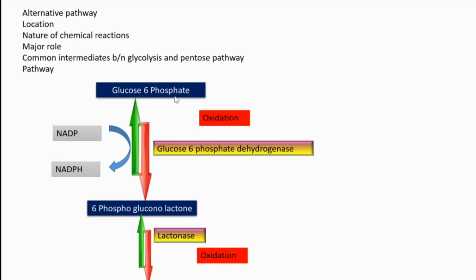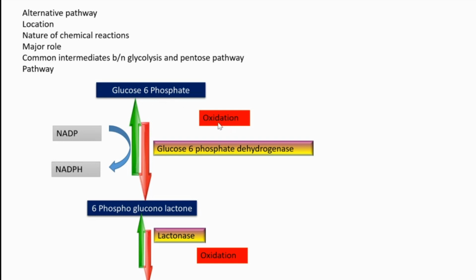In the beginning of this pathway, I have already told you that the pathway can be divided into two parts. The first part consists of a series of oxidations, the second part a series of reshuffling. So we are going to see the first series of oxidation reactions. Three oxidation steps occur in the first part. So glucose 6-phosphate: the first oxidation is going to happen to this glucose 6-phosphate.